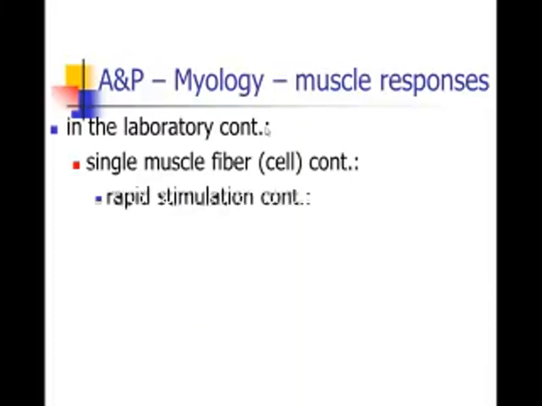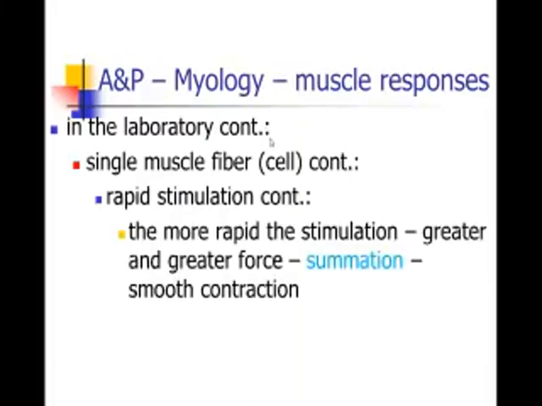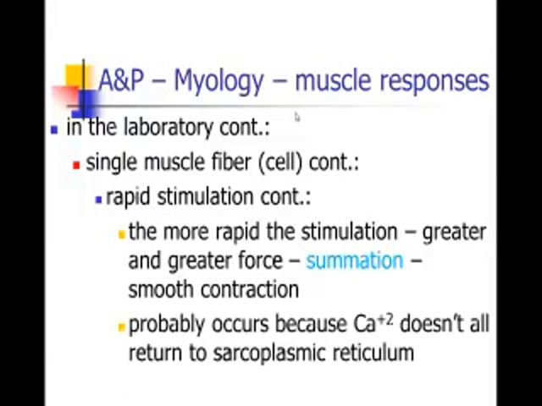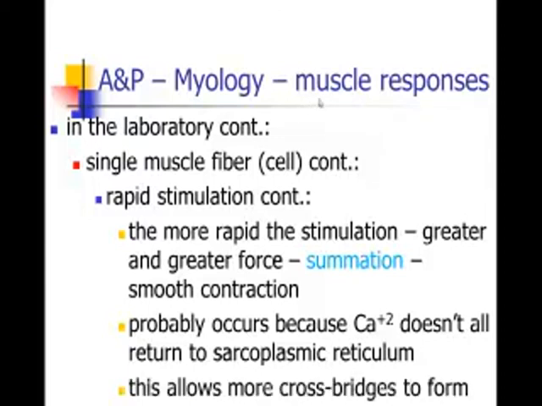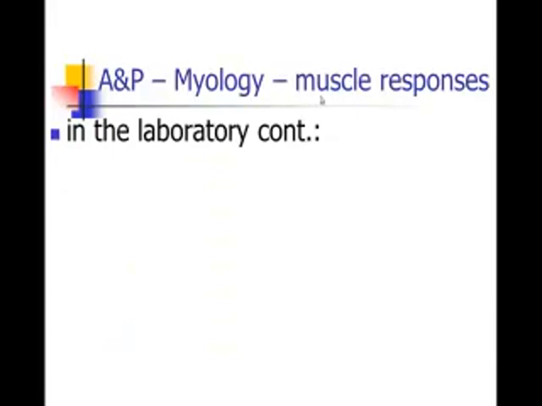Okay. So the more rapid the stimulation, the greater the force. This is called summation. And eventually, if you get it so that the muscle is contracting really rapidly, you get a smooth contraction. Part of the reason that the strength of contraction goes up is that not all of the calcium gets back into the sarcoplasmic reticulum.